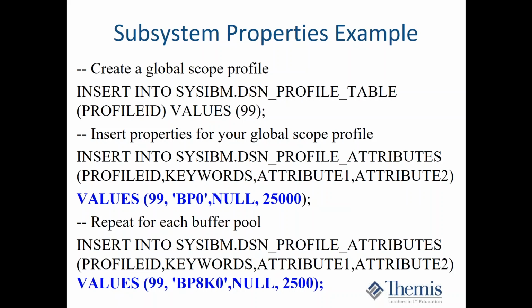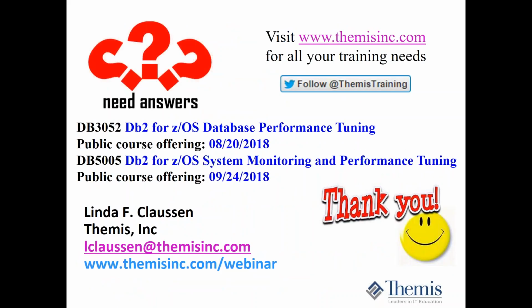And make Db2 think the buffer pool size for profile ID 99, buffer pool 0 is 25,000, buffer pool 8K0 is 2,500 pages, and do it that way. Now that's different. It gives a better access path than simulated buffer pools if you're using buffer pool simulation. So that is the basic presentation, just letting you be aware of the things that I found and a couple things that excite me using these profile tables.